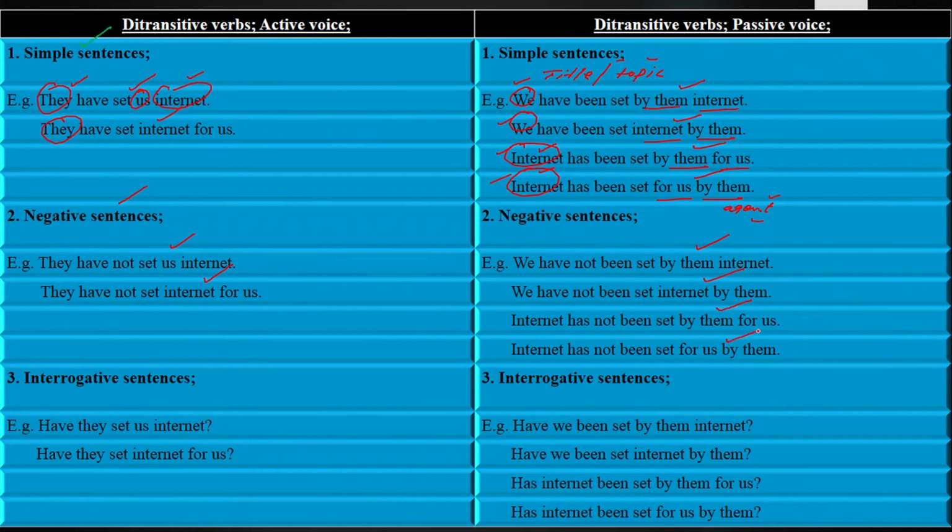Next we have the interrogative sentences. What are interrogative sentences? Those sentences in which we ask questions and put queries are called interrogative sentences. Have they set us internet? Have they set internet for us? Have we been set by them internet? Have we been set internet by them? Has internet been set by them for us, and has internet been set for us by them?